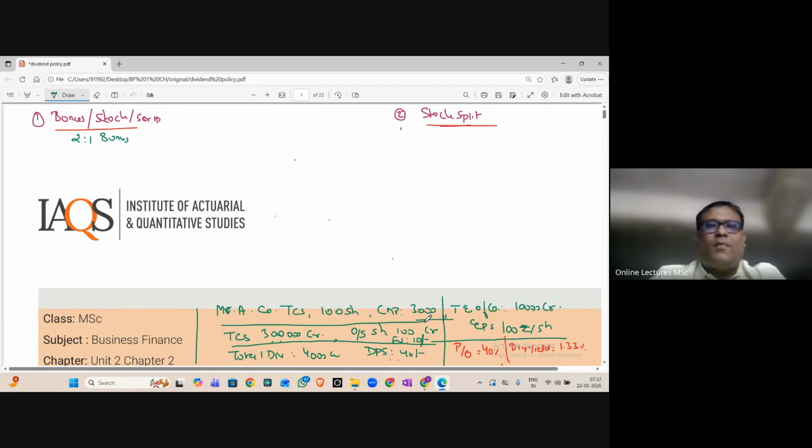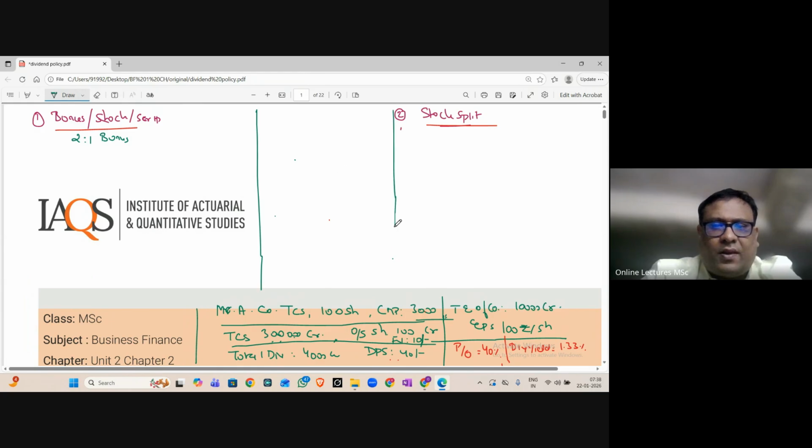Now, taking the data over here. If the company declares a bonus in the ratio 2:1, what would it mean? The total outstanding shares will increase from the existing 100 crore, plus you will have the bonus of 200 crore. That means the total outstanding shares would be 300 crore. The face value per share would remain the same, which is 10. Are we clear?